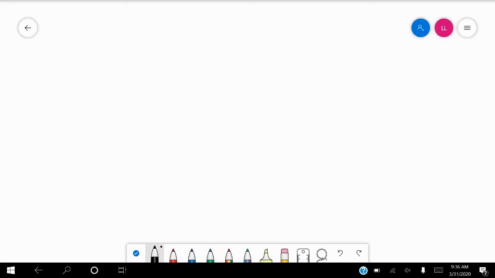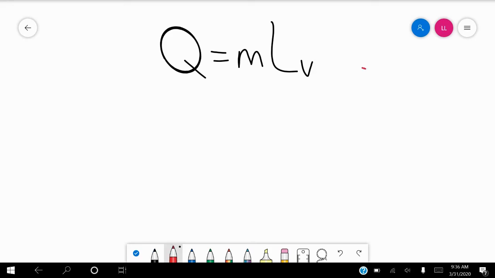Okay, in this problem, we're trying to find the latent heat of vaporization of substance X. Remember, the latent heat of vaporization is just the amount of heat that is needed to vaporize a material. It is on that flat portion of a temperature versus heat graph. So if we look at the formula, Q equals M times L, and you put a subscript V, meaning vaporization. That's just telling you the point that we're looking at. So we're looking at the boiling point or the condensation point.